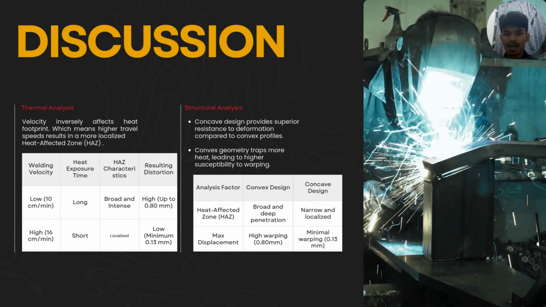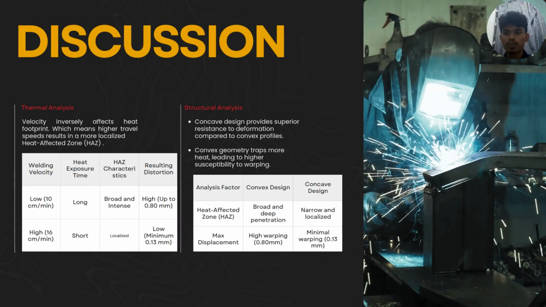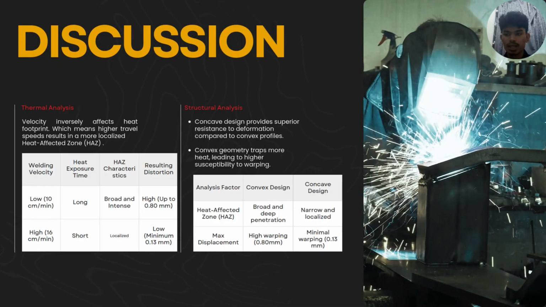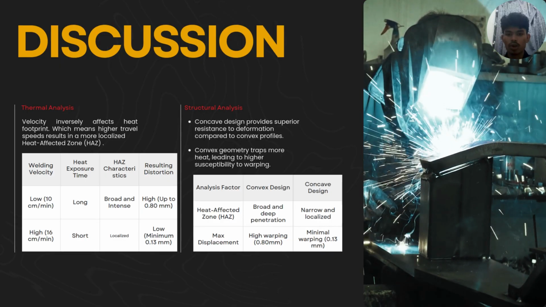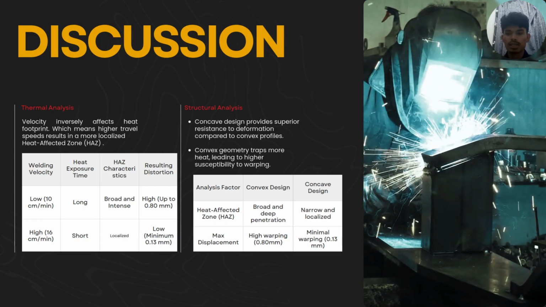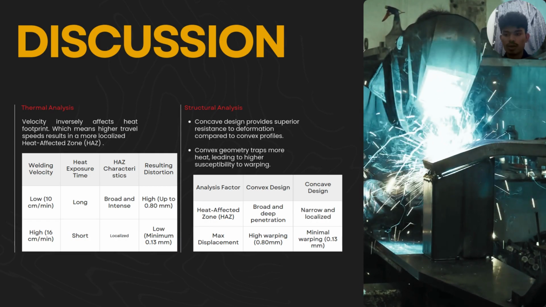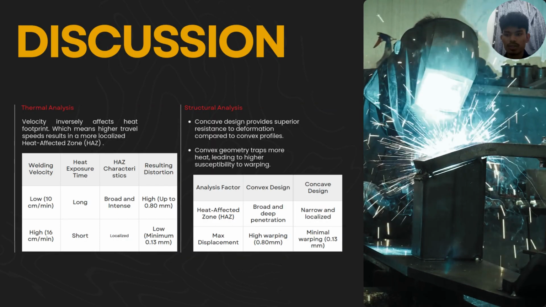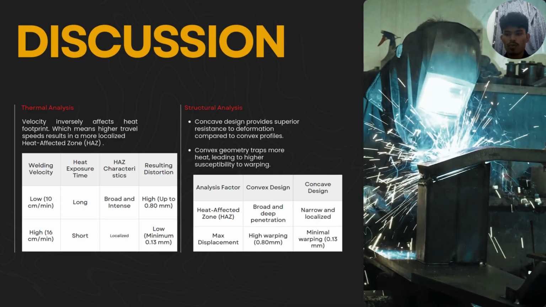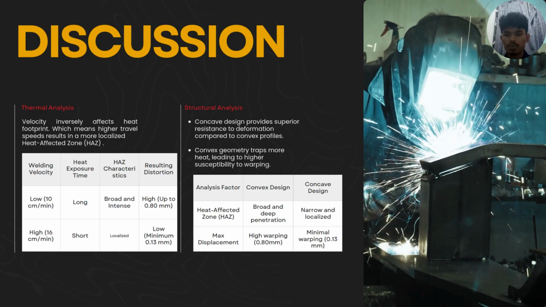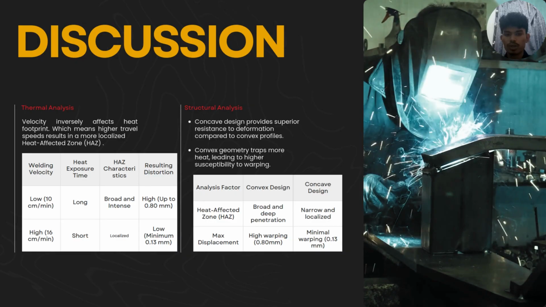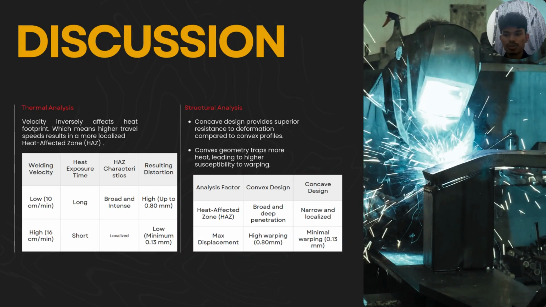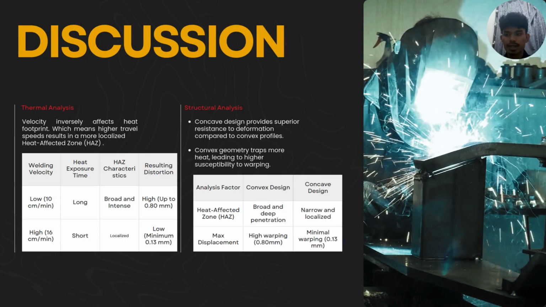So there's a high distortion when we're using a low velocity, and for the high one, the heat exposure time is short, the HAZ characteristic is localized, and the resulting distortion is low, a minimum of maybe 0.13 mm. So there's a big difference in the distortion between the low and high velocity.